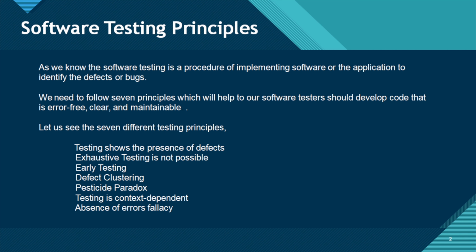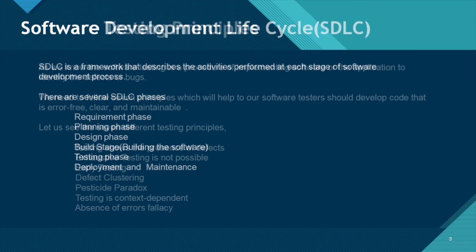So there are: testing shows the presence of defects, is there any defects in that code? And also exhaustive testing is not possible. Early testing, defect clustering, pesticide paradox, testing is context dependent, absence of error fallacy. So these are the 7 principles we need to follow for the software tester.